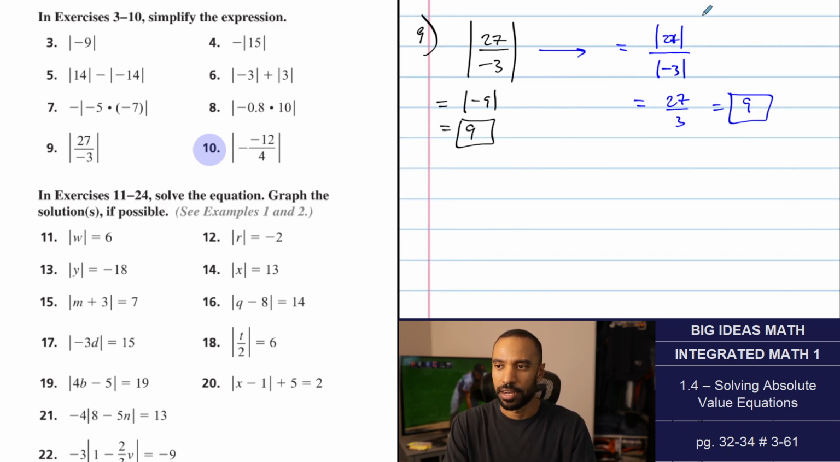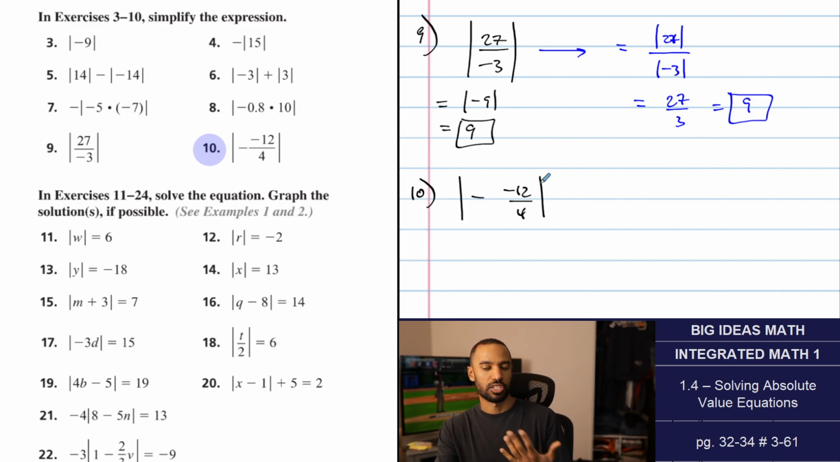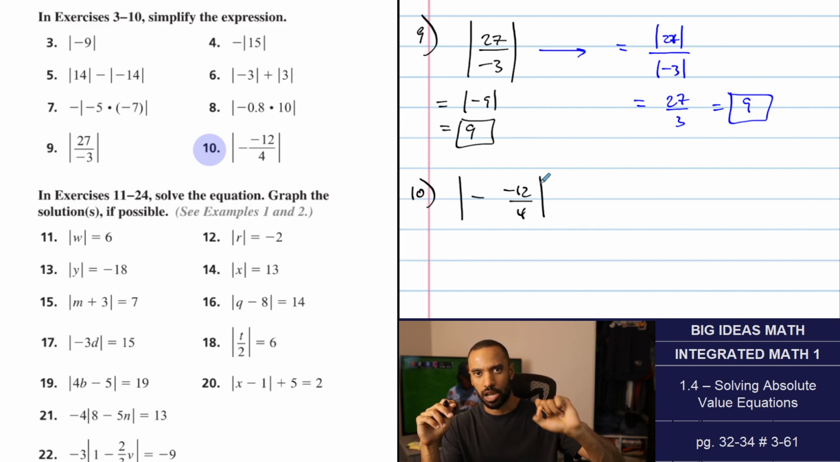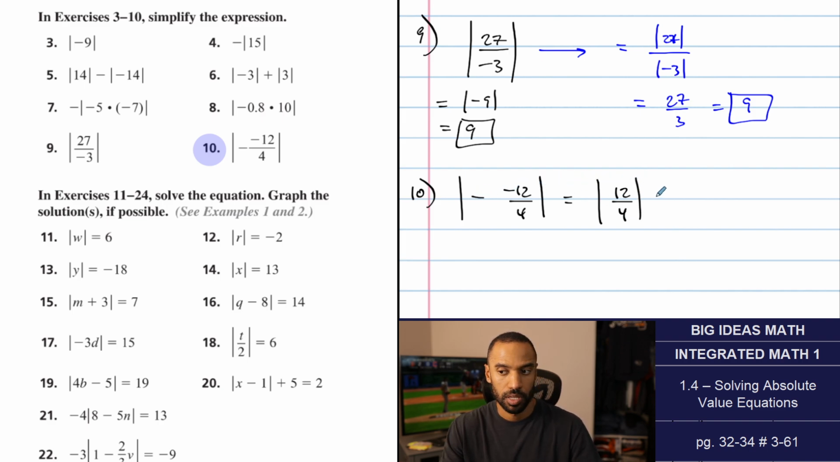Lastly, of this set, number 10, which I won't split up. Let's take a look at what we have. We have the absolute value of negative 12 fourths, which looks a little weird to us, right? The negative can apply to the numerator, denominator, or the entire fraction. The 12 is already negative. There's nothing wrong with us just saying, turn that into a positive 12 now. That didn't have to do with absolute values, by the way. That's the opposite of negative. 12 over 4 is 3, and absolute value of 3 is 3.